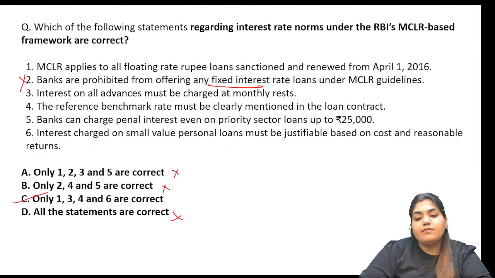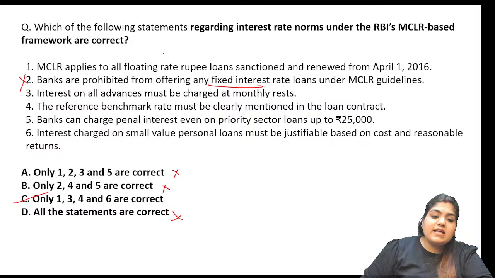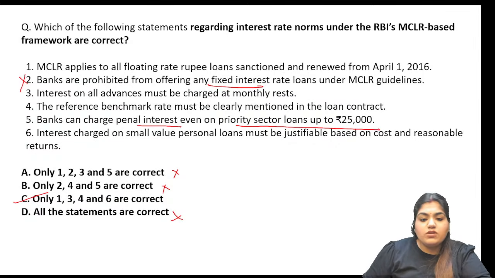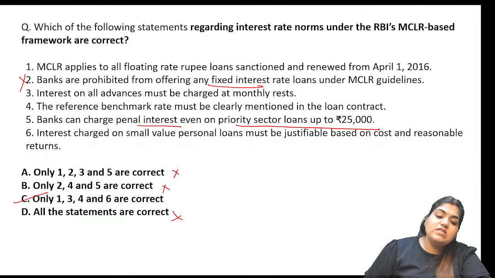But let's see why statement number 5 is incorrect. Banks can charge penal interest even for priority sector loans up to 25,000. No penalties for a loan up to 25,000. This is the law. This is the rule. Statement number 5 is incorrect.